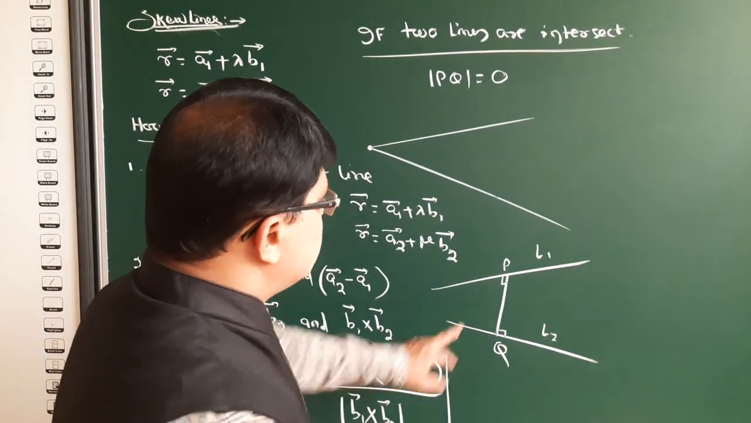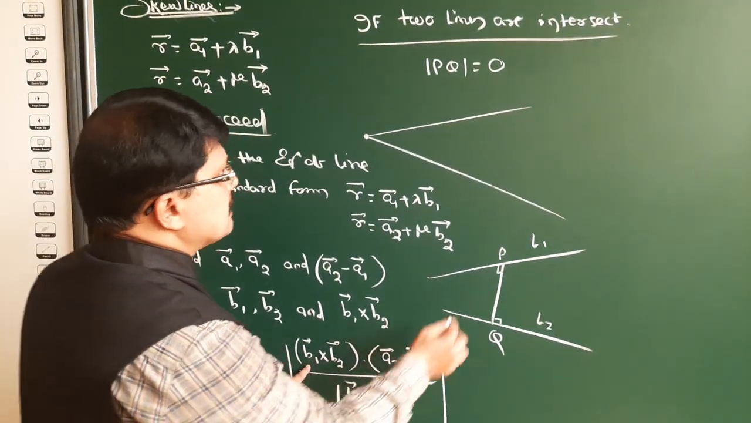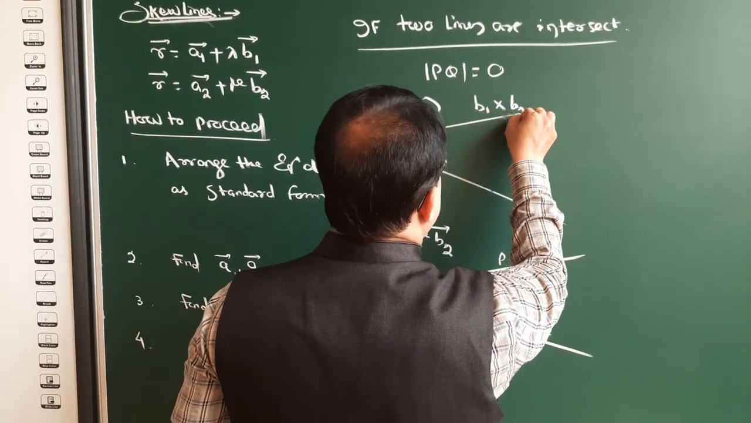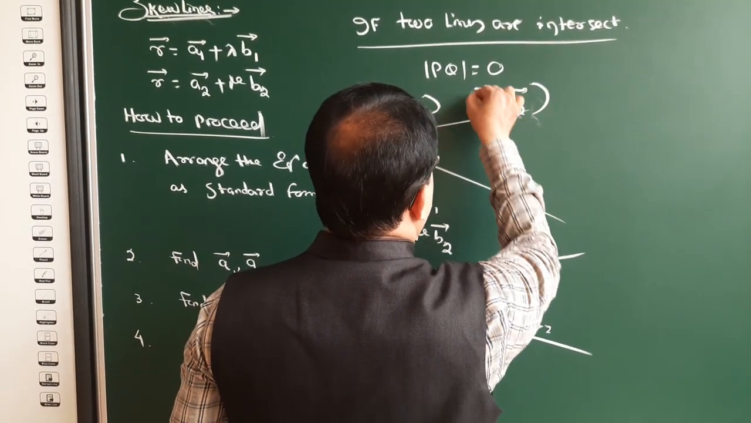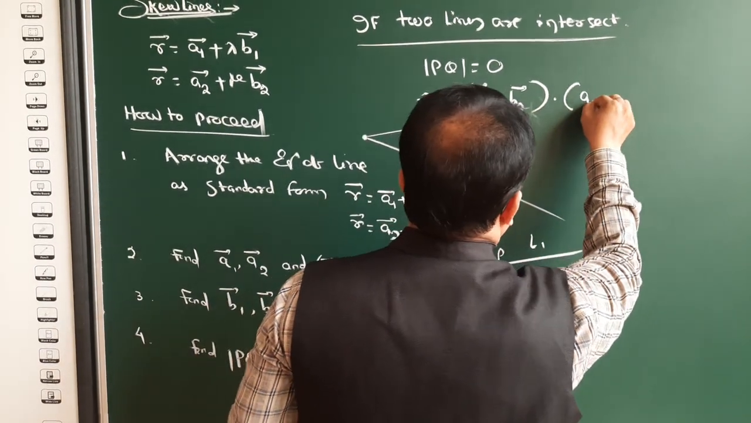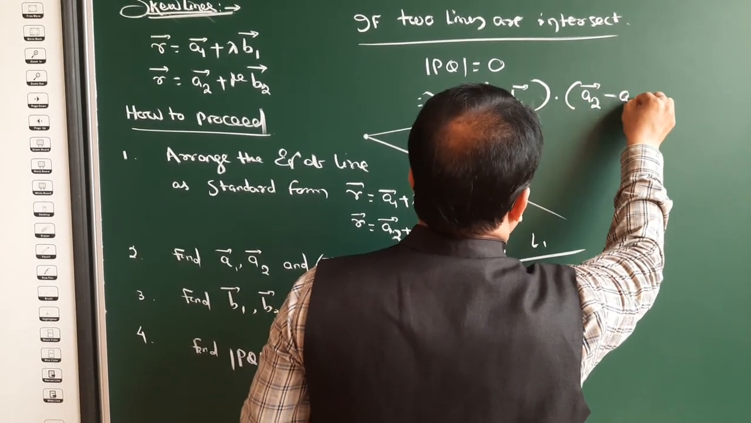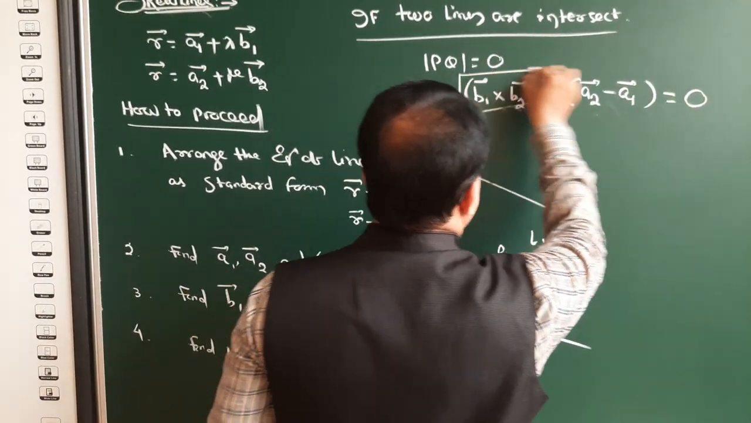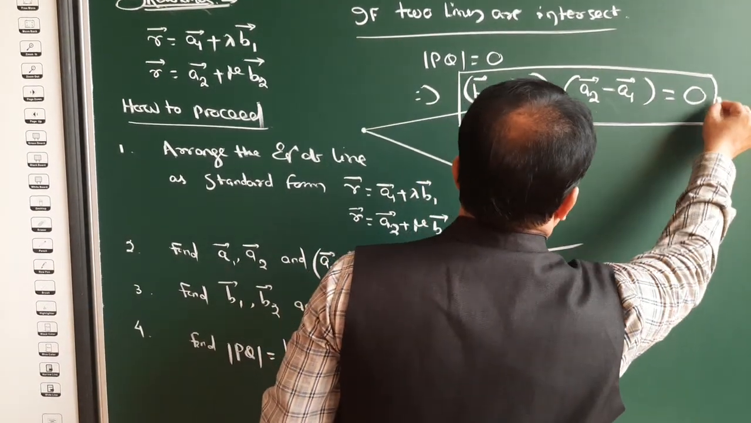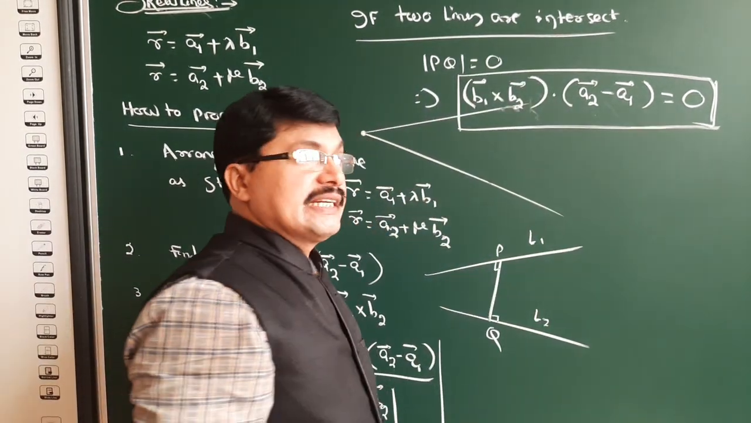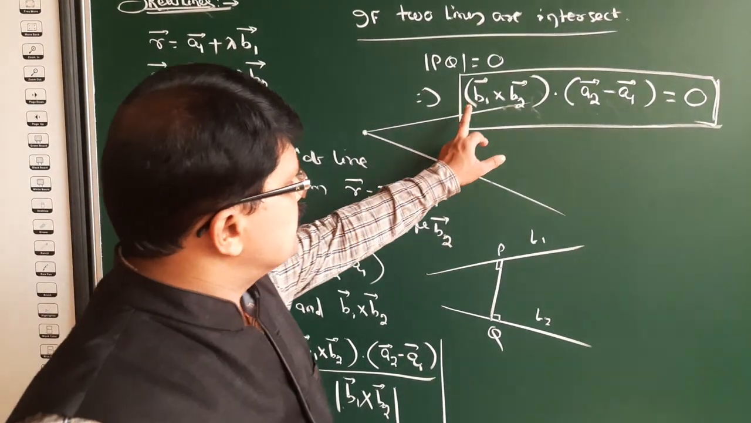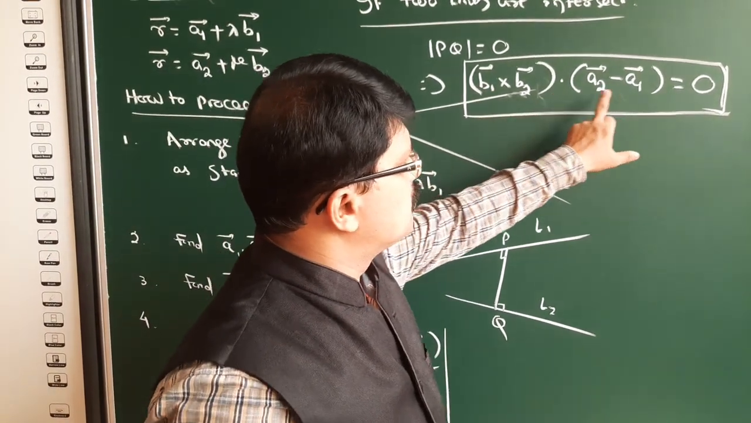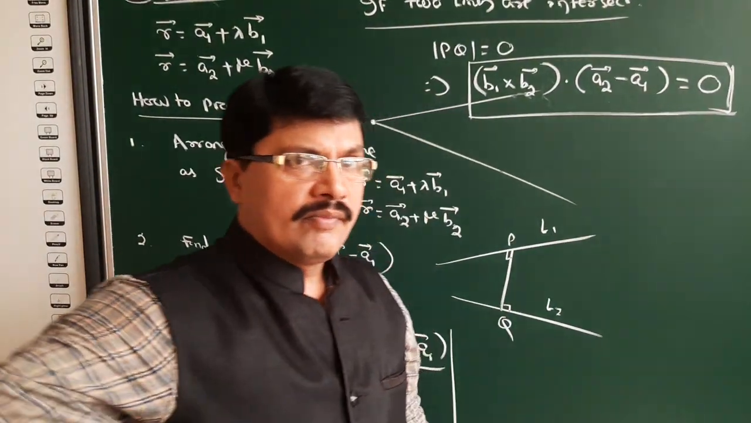Understood or not? If this PQ is equal to 0, then in this part you have to consider b1 cross b2 dot a2 minus a1 is equal to 0. This is very, very important. This is another condition for two lines to intersect in space. This distance PQ is equal to 0, that is b1 cross b2 dot a2 minus a1 is equal to 0.